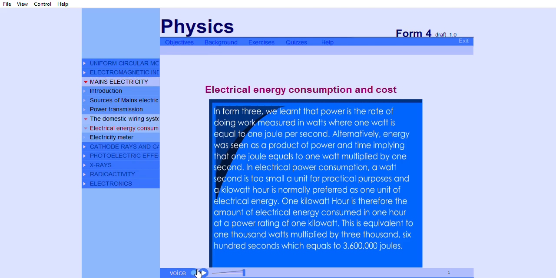1 kilowatt-hour is therefore the amount of electrical energy consumed in 1 hour at a power rating of 1 kilowatt. This is equivalent to 1000 watts multiplied by 3600 seconds, which equals 3,600,000 joules.